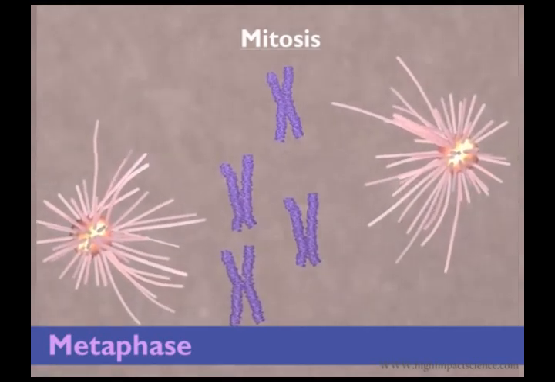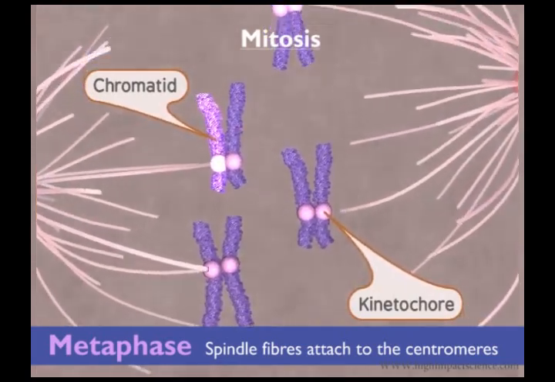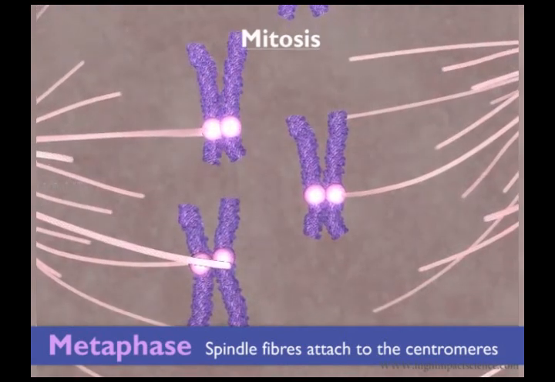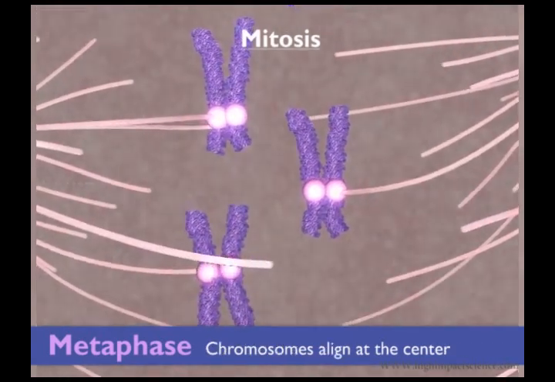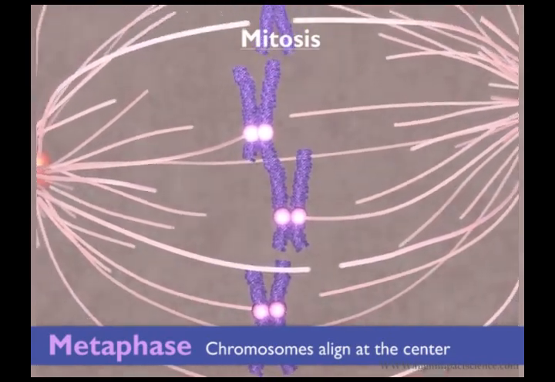During metaphase, the spindle fibers lengthen and attach to the centromere. The chromosomes align themselves at the center of the cell, with the sister chromatids facing the opposite sides of the cell.